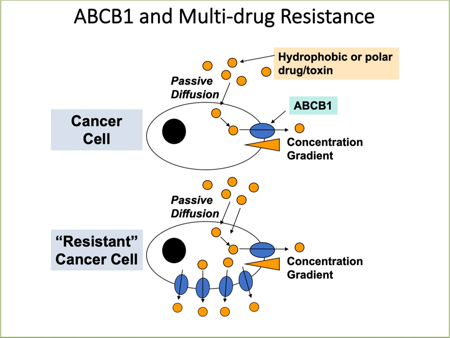Often, tumors become resistant to chemotherapy after chemotherapy is applied, and this resistance is facilitated by ABCB1. So this is how it works. Here is a cancer cell, and it has an ABCB pump indicated by the blue oval on the plasma membrane. Most chemotherapy agents are small, hydrophobic, or polar drugs or toxins. These chemotherapeutic drugs can pass into the cell by passive diffusion because they are usually hydrophobic or non-polar. So they can easily pass through the plasma membrane. They are pumped out against their concentration gradient by the ABCB1.